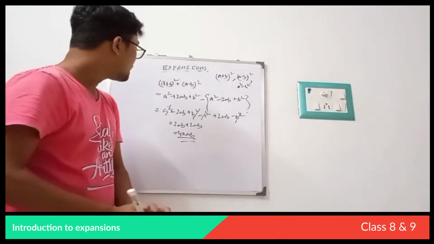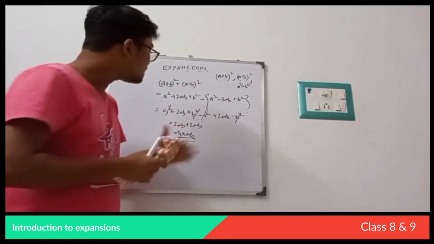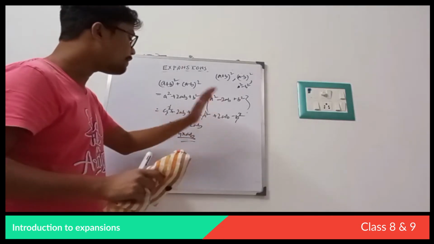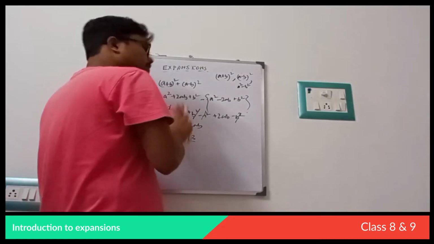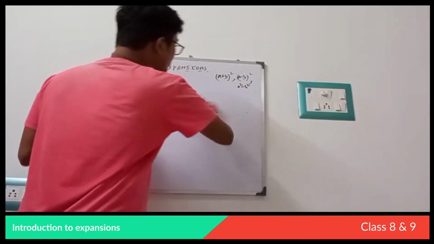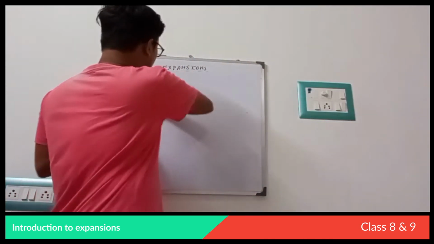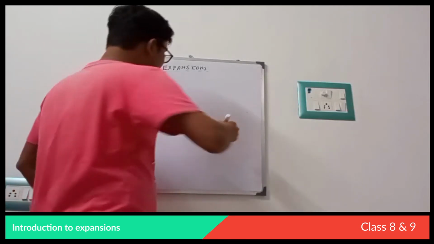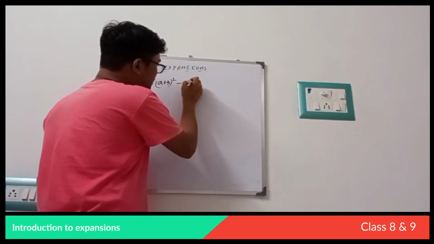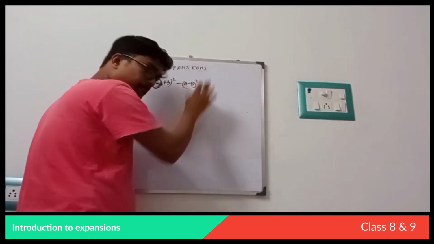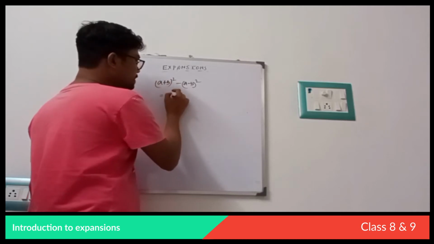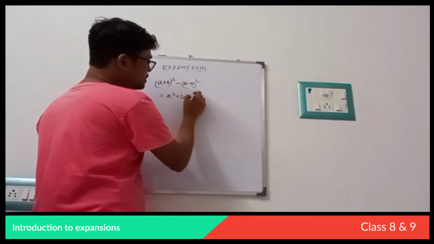Got it? So (a plus b) whole square plus (a minus b) whole square equals 4ab. This is a very important formula. Then we will subtract (a plus b) whole square minus (a minus b) whole square. So now what? (a plus b) whole square means a square plus 2ab plus b square.